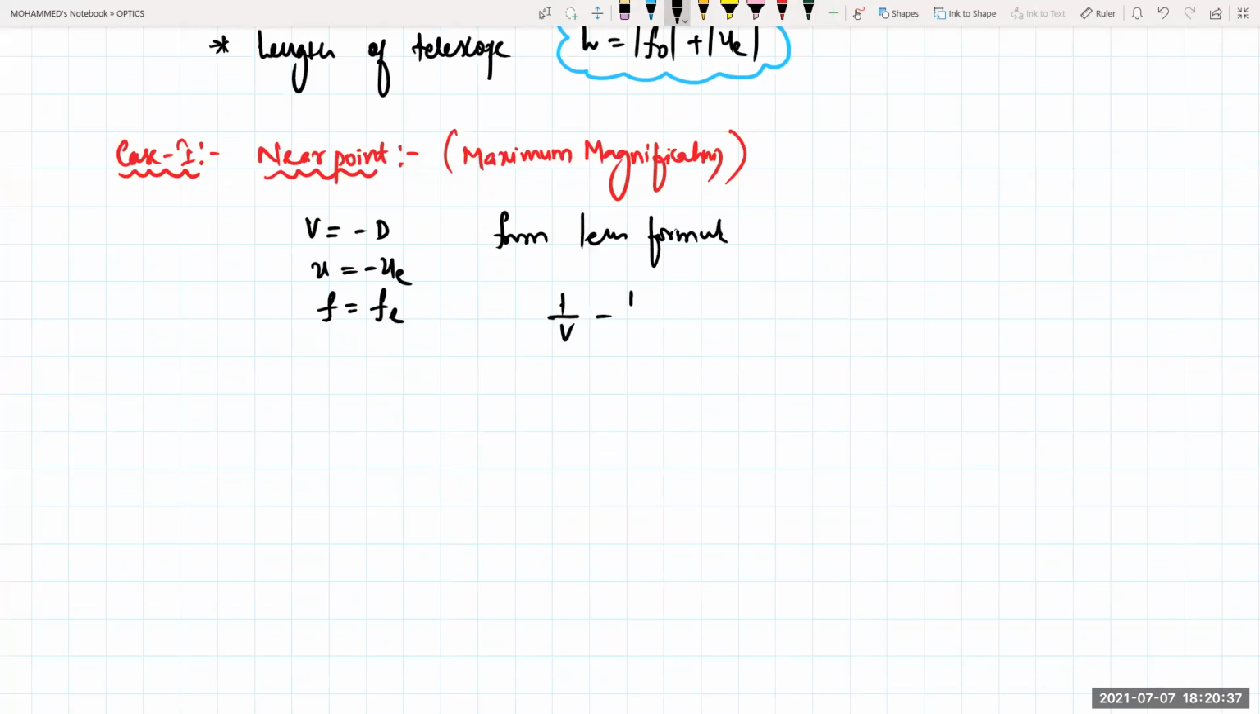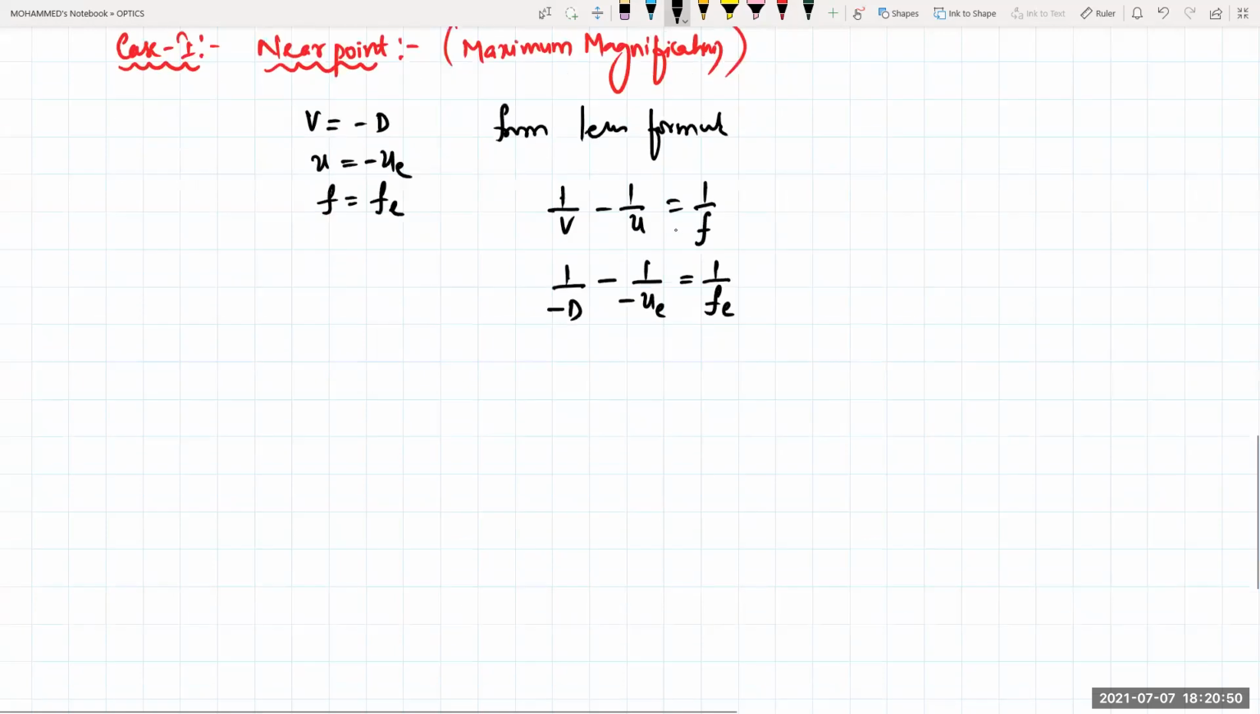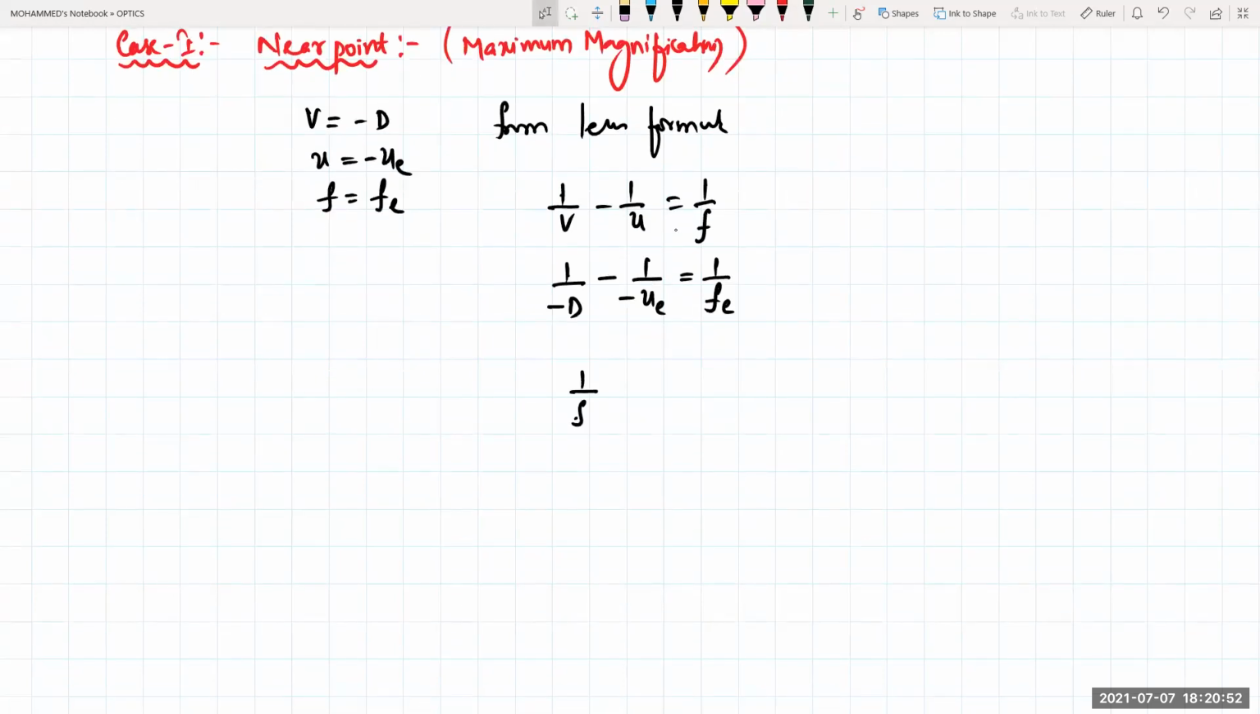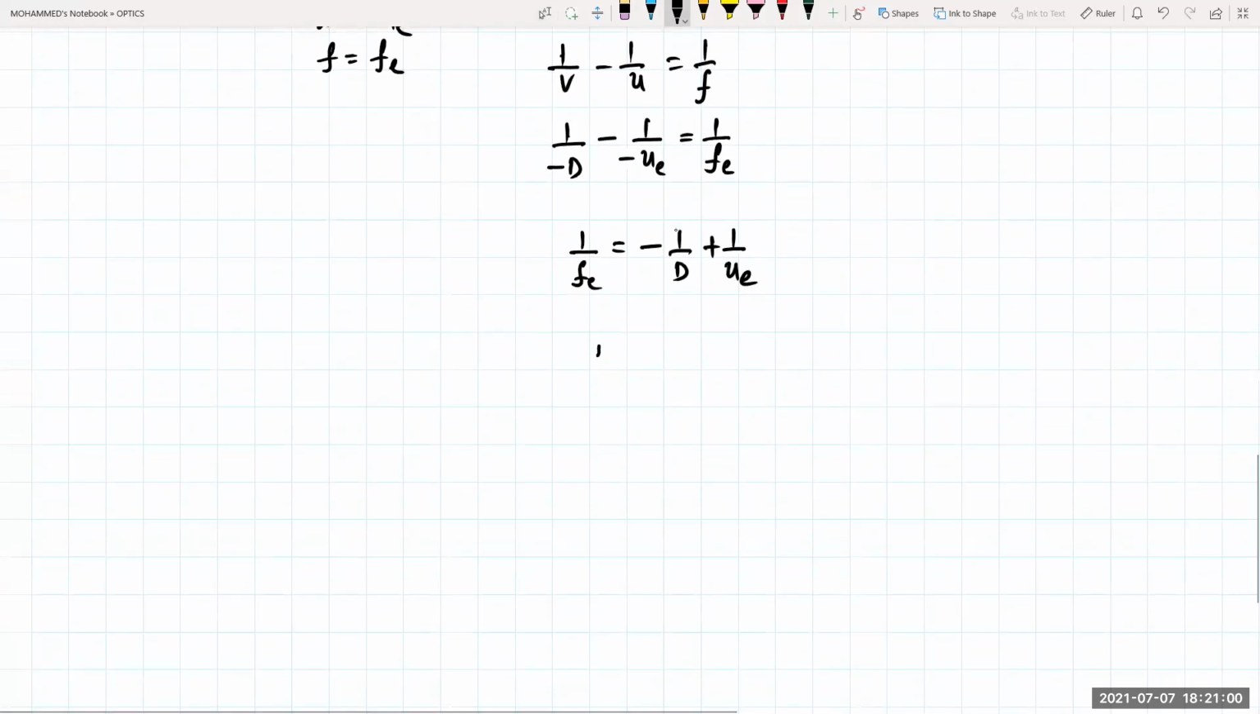1 by V minus 1 by U is equal to 1 by F. So 1 by V is nothing but minus 1 by D, minus 1 by UE, that is equal to 1 by FE, the focal length of the eyepiece. So 1 by FE will become minus 1 by D plus 1 by UE. From this I can write 1 by UE is equal to 1 by FE plus 1 by D. Can I write like this?